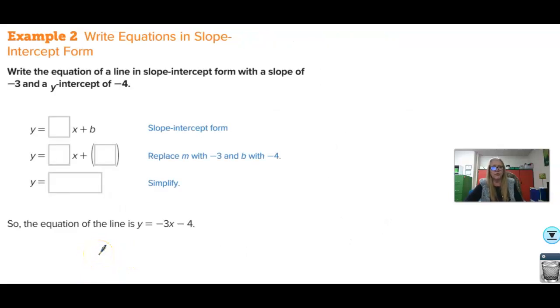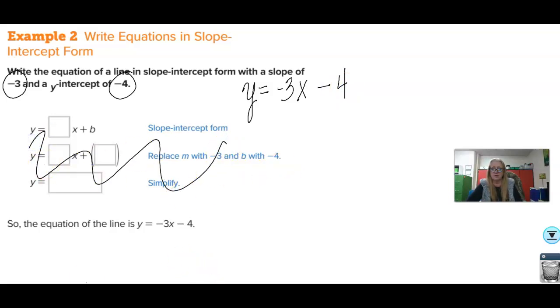The other kind of problem we're going to do in part A is they're going to give you the slope and the y-intercept and ask you to write the equation. All right, here's your slope, -3, and here's your y-intercept, -4. So you write y equals, and then the next number is your slope, so that's -3, and then you always put an x with it, and then the y-intercept is all that's left, -4. Right? Don't pay any attention to all that gobbledygook.